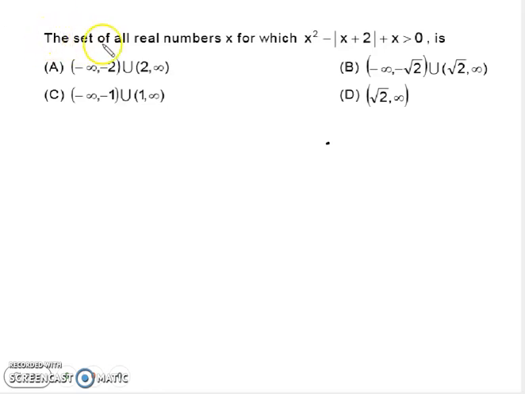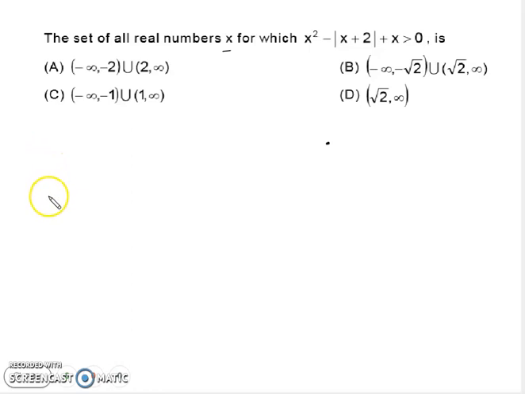So today I am going to discuss a very important question on quadratic equations. The question asks for the set of all real numbers x for which x squared minus |x plus 2| plus x is greater than 0, and these are the options. We have to solve it, and after solving we have to decide which one is correct and which others are incorrect.